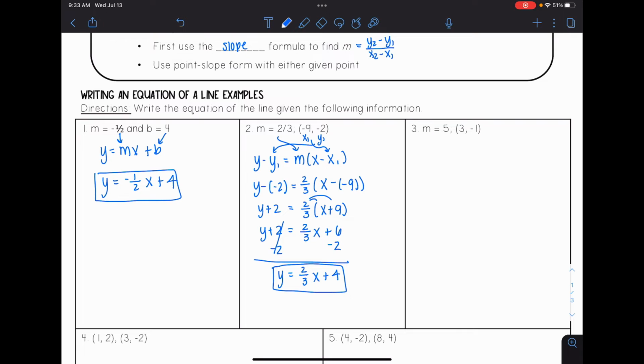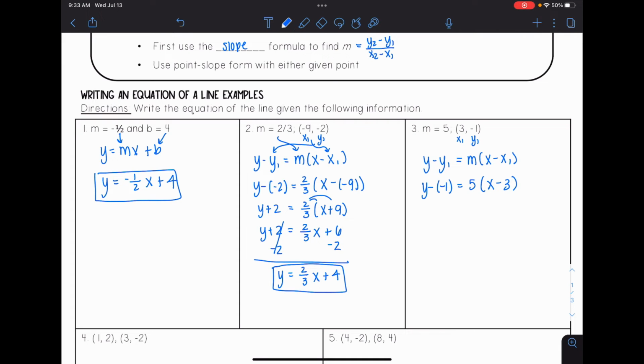Okay, looking at number 3, it's very similar to number 2. I'm given the slope and I'm given a point. So I can go ahead and use my point slope form. I'm going to first label my points. So I have x1 is equal to 3. y1 is equal to -1. My point slope form is y minus y1 is equal to m times x minus x1. And then plugging in all my information, I get y minus -1 is equal to 5, which is my m, times x minus x1, which is 3.